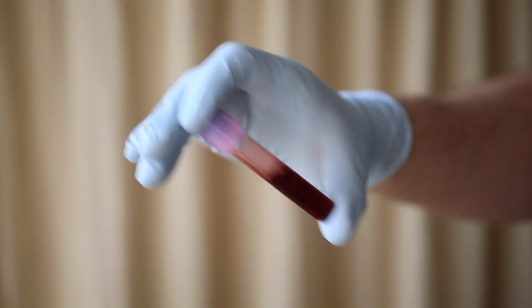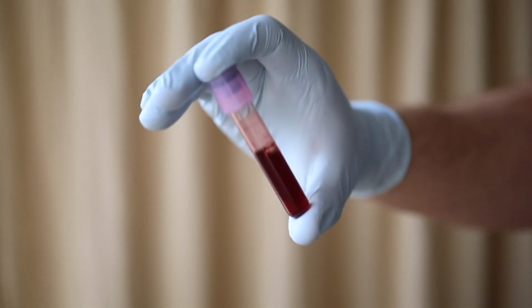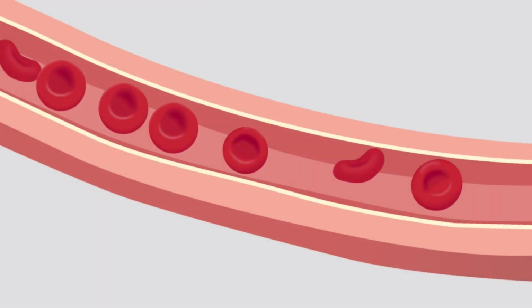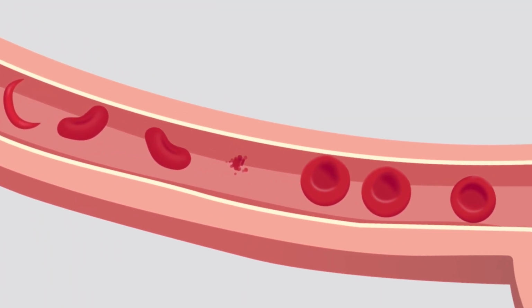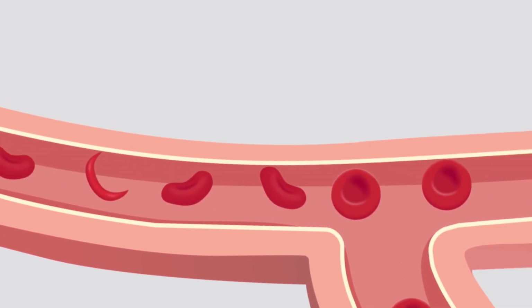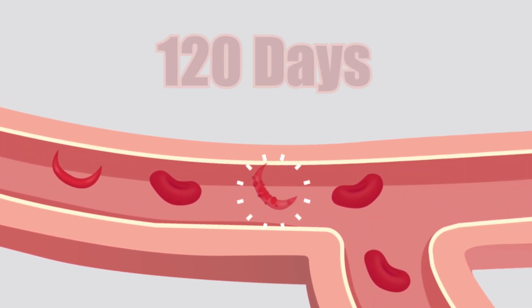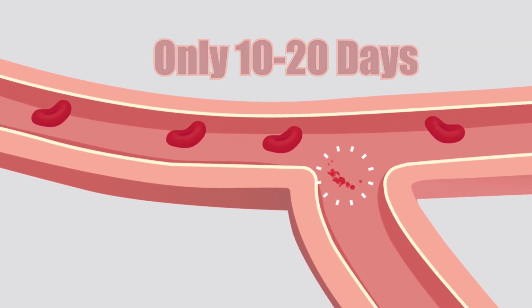Sickle cell disease affects a person's red blood cells, which carry oxygen from the lungs to the rest of the body. Normally, red blood cells are round and flexible so they can fit through the narrow blood vessels. But people with sickle cell disease have many long, stiff red blood cells. Red blood cells usually live for 120 days. Sickle-shaped cells live only 10 to 20 days.